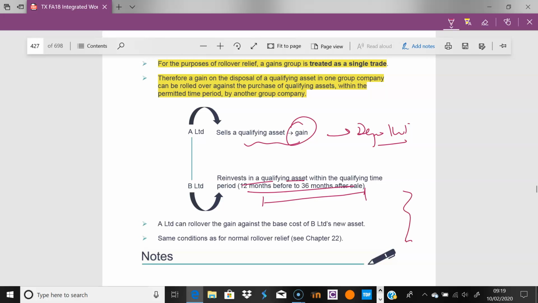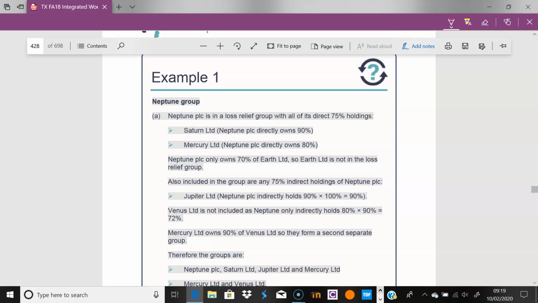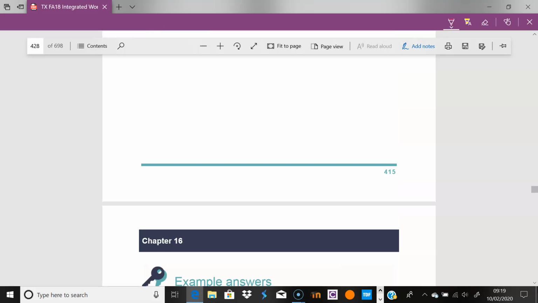Hopefully, as we see questions, when we start working on capital gains and special rules, we'll see all the different examples of this. But ultimately, just give the asset to the company that needs it, and then deal with the rollover relief within that scenario. Cool. That brings us nicely up to 15 minutes, and that's the end of that chapter. Cool. See you in some more capital gains questions.